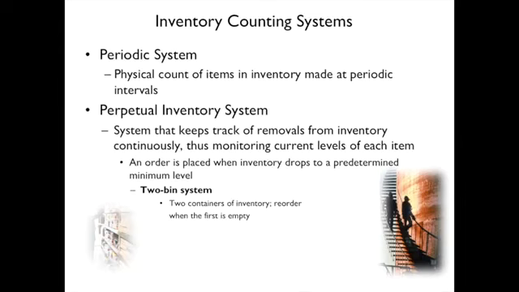There's a concept also where you don't have to count, which is a two-bin system. So you have two containers of inventory, and when the first one is empty, you reorder. I use the two-bin system for my shampoo. I have a shampoo that I like. I have one shampoo in the shower that's being used, and then I have a second one in the medicine cabinet that's brand new. As soon as I run out in the shower, I take the one out of the medicine cabinet and I add shampoo to my shopping list.